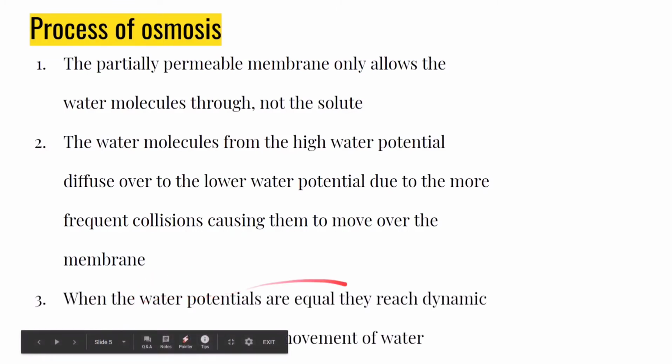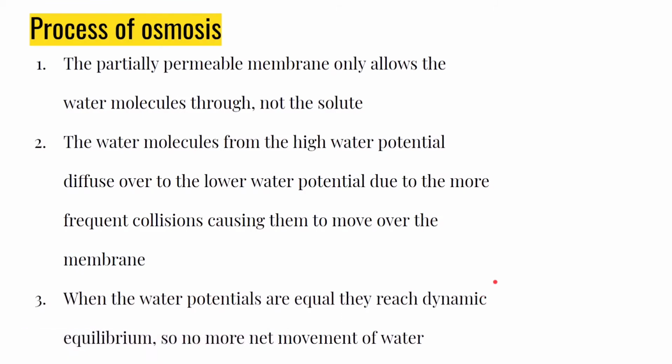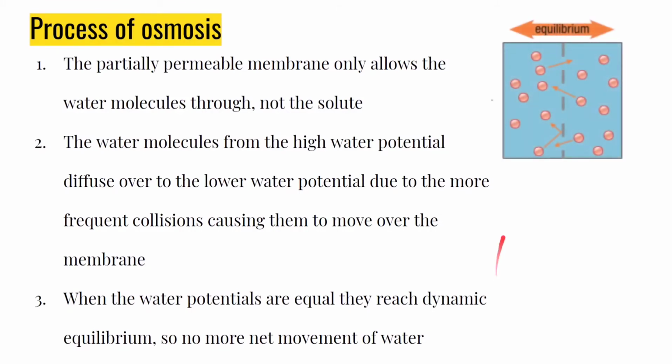So when the water potentials are equal on each side of the partially permeable membrane, they reach a dynamic equilibrium, so there's no more net movement of water. And this simply means the water molecules still do move across the partially permeable membrane, but there's no overall movement. So there's not more movement from one side to the other. There's equal amounts of water going in and out. It's reached a dynamic equilibrium.